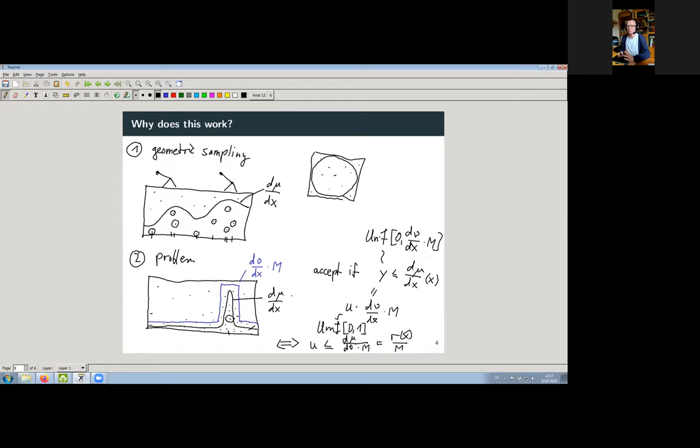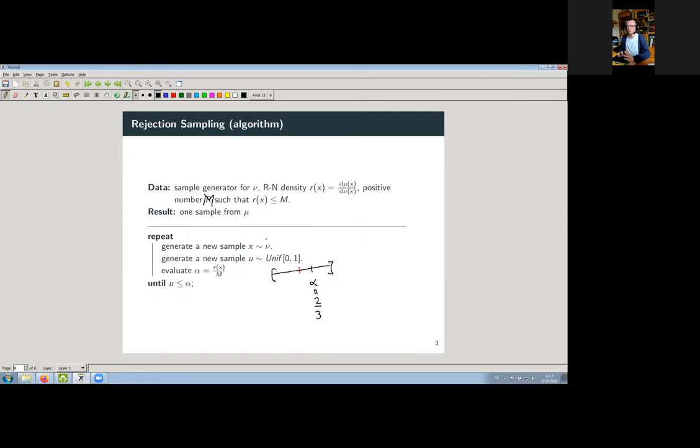So this is not a proof, of course, but it's more important to get the idea, and then you can read the proof somewhere else, or I can give you some material to read up on. But that is a really nice idea of rejection sampling, that you're able to start with some sample new, which is easy to sample from, and then you can either attach weights to them. So that was the importance sampling approach.